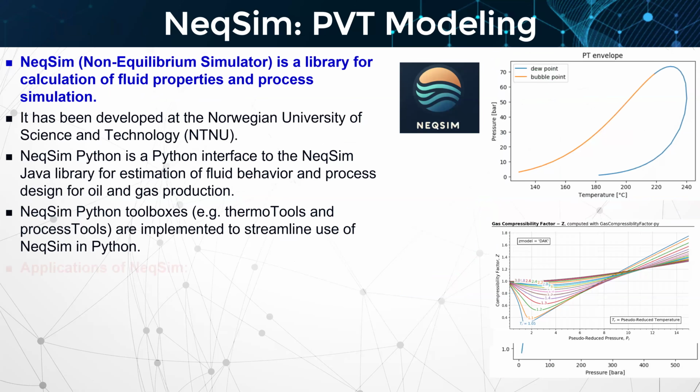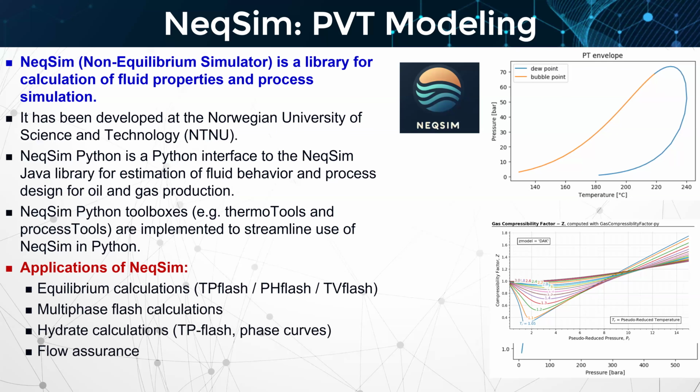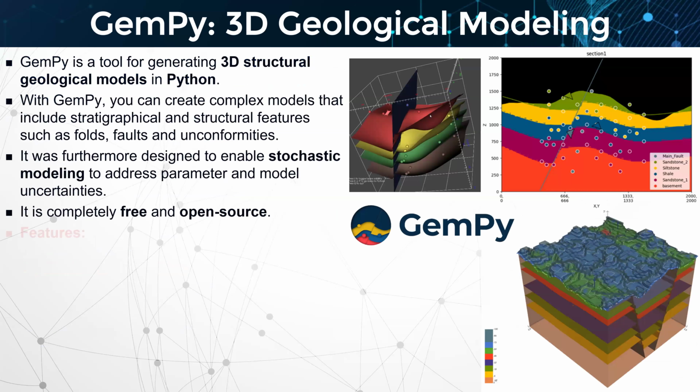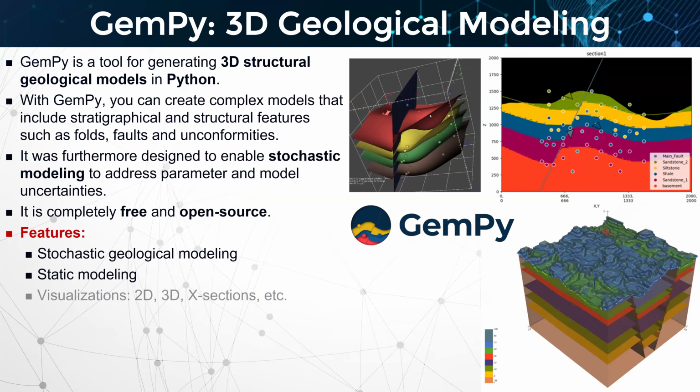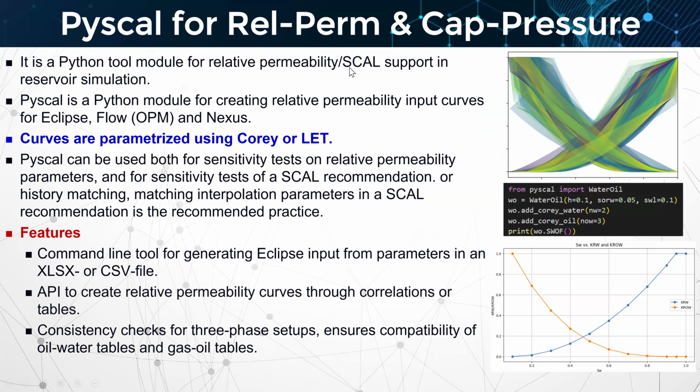Here are some examples of Python libraries specific for oil and gas industries like this one, NXM for PVT modeling, and this one GemPy for 3D geological modeling, as you can see, and this one, for example, PySCAL for generating relative permeability and capillary pressure using a small number of code lines.